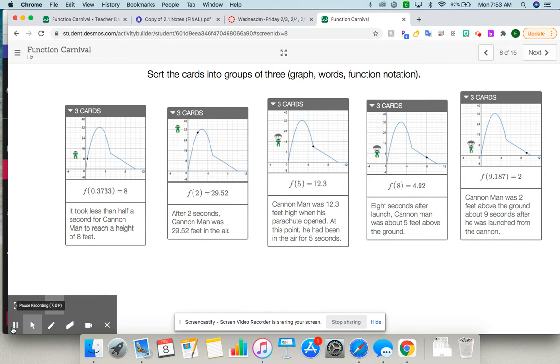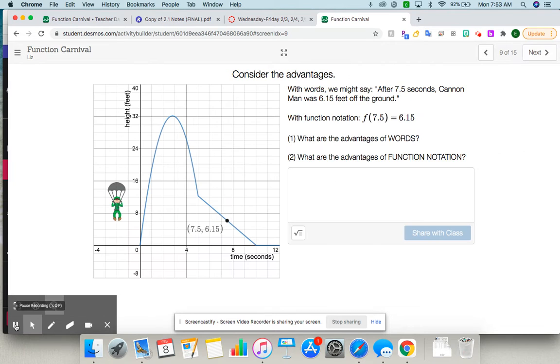The cards should have been sorted as so, and recognizing that what you see in function notation, our input represents the x value of the point, and the output represents the y value of the point. And this is true for every single one of them. So you can pause and read through them to make sure that they match up.